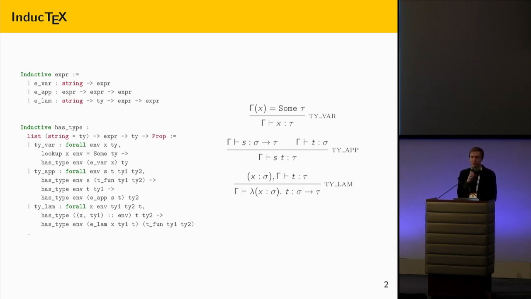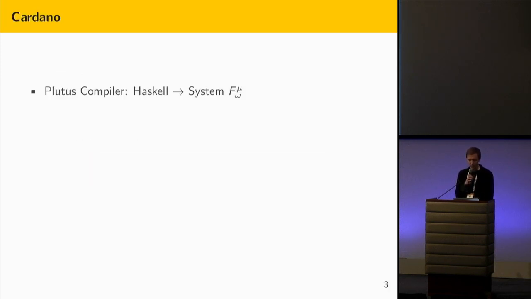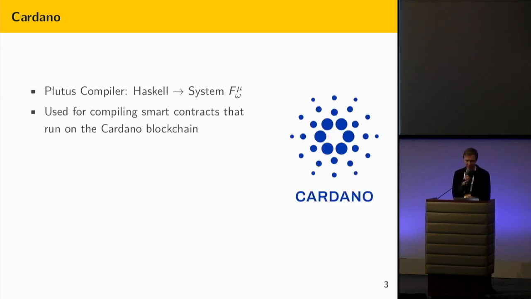But first, before I go into the how, I'll tell a little bit more about the why. The main topic of my PhD research is the Plutus compiler, which compiles a subset of Haskell into this lambda calculus. It's specifically System F omega mu, so it's a polymorphic lambda calculus with recursive types and type functions. But the Plutus compiler is a real compiler. It's implemented in Haskell. It's under constant development, and it's mainly used for compiling these smart contracts that we've heard about in the last session for the Cardano blockchain.